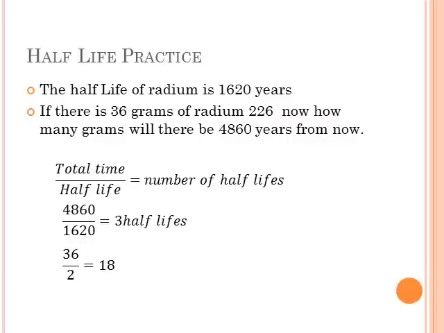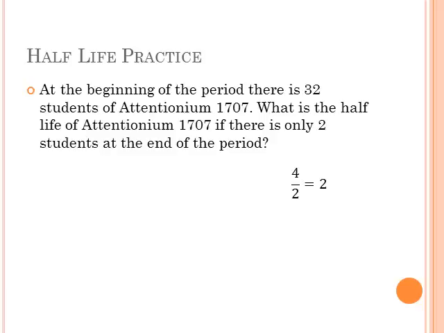So we take the original amount, 36 grams, and split it in half, we get 18. That's how much there's left after 16,000 years. After another 16,000 years or so, there is half of 18 again, so there's only 9 grams left. After another 16,000 years, there's half of 9, so there's only 4.5 grams. That's a total of 48,000 years later. So that means that the answer will be there.